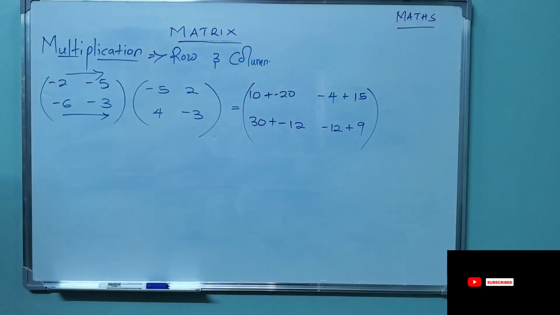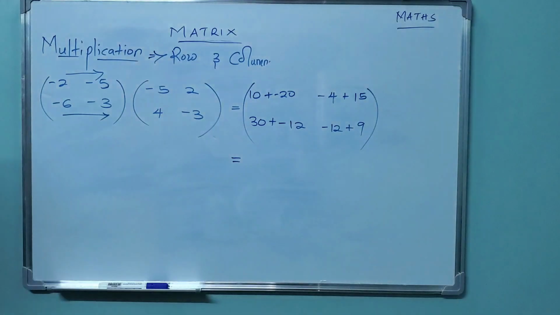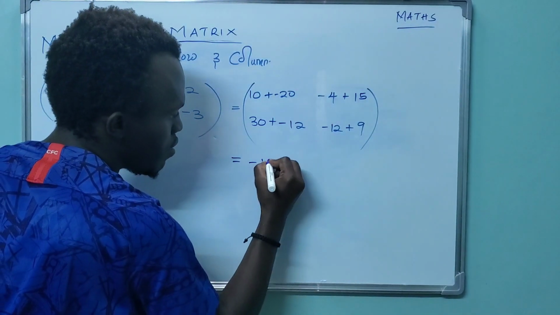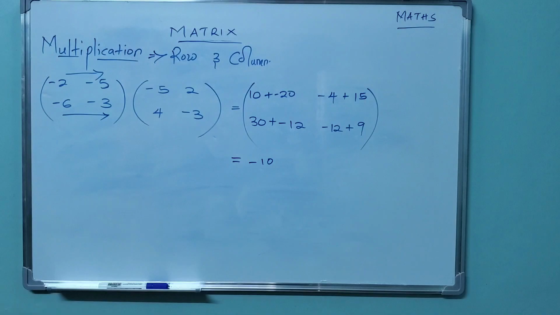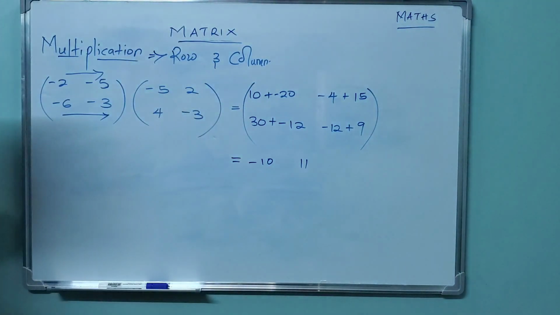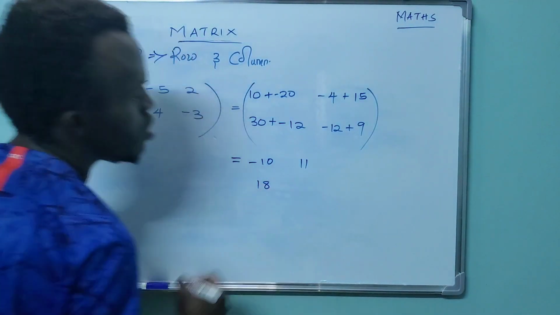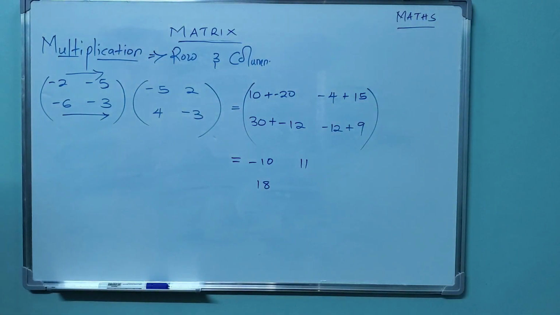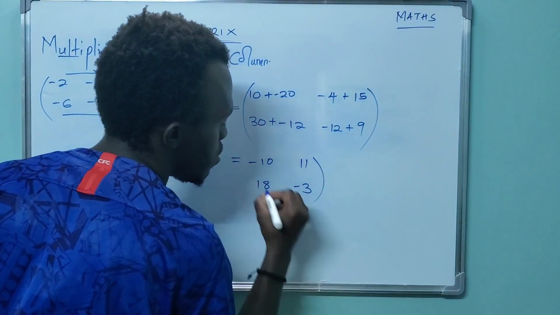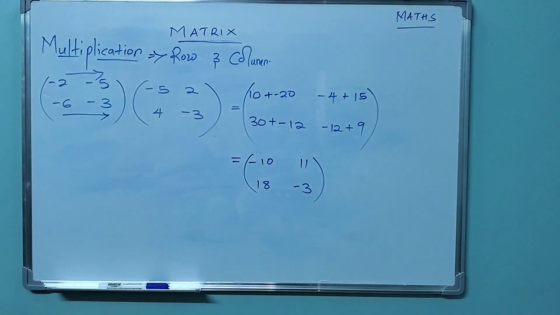Now let us combine them by addition. 10 minus 20, that is going to be -10. Then -4 plus 15, we are going to have there 11. Then 30 plus -12, we are going to have there 18. Then -12 plus 9, we are going to have there -3. And in our multiplication of the -2, -5, -6, -3 matrix and the -5, 2, 4, -3 matrix, we are going to have our final answer as -10, 11, 18, -3.